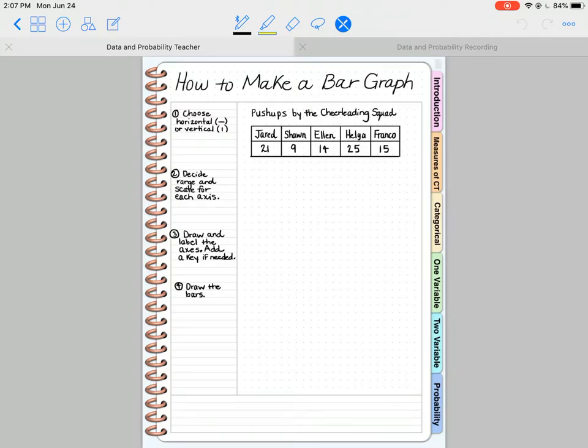But if you go to college and your professor says, I want you to make a bar graph for your data, I want you to have something to fall back on to know how to do that. And also, if you get this on an exam, you'll know how to read the graph. So let's dive in here and look at how to make a bar graph.